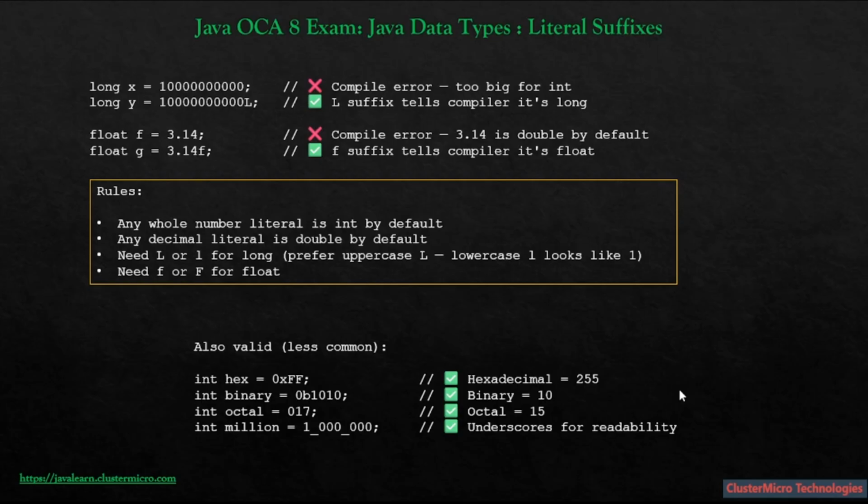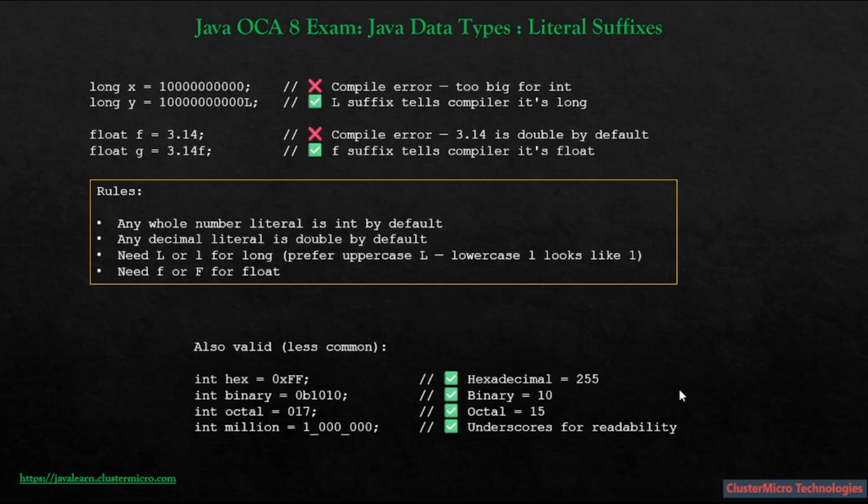So what happens when you write long x = 1 followed by 10 zeros? That number is too big for an int, and Java tries to treat it as an int first, but that leads to a compilation error because the int range is not that large. So you need to add the letter L at the end: long x = 1 followed by 10 zeros, then L. That L tells the compiler, don't treat this as an int, it's a long literal. Same problem with float. Float f = 3.14 will be a compiler error. But if you put an f at the end, the f suffix tells the compiler it's a float.